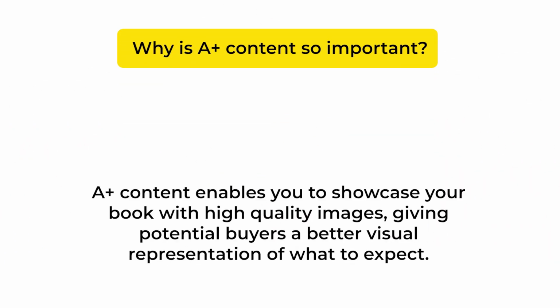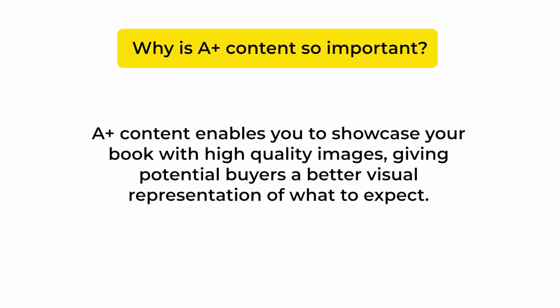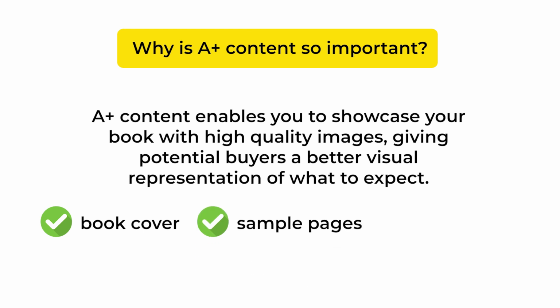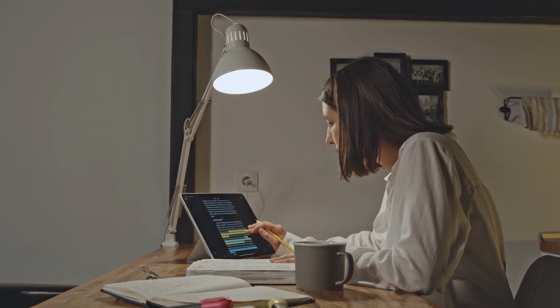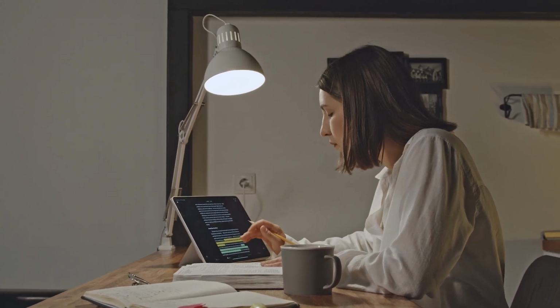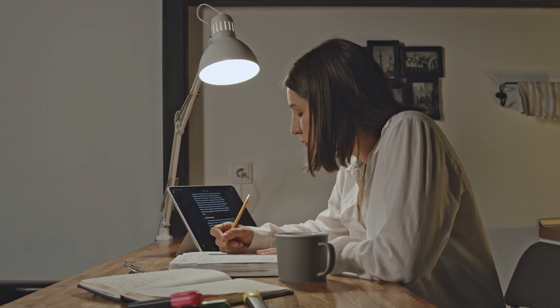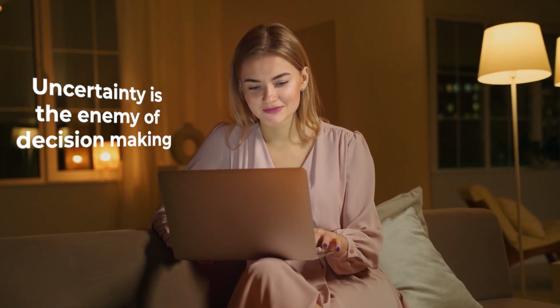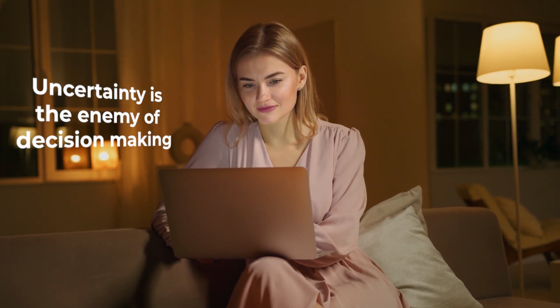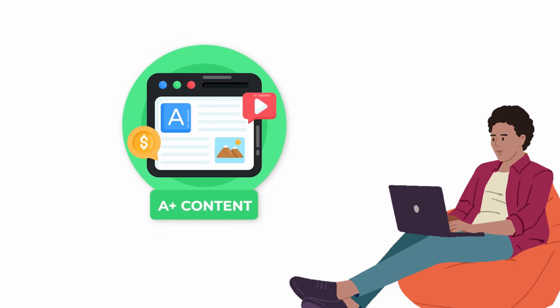A+ content enables you to showcase your book with high-quality images, giving potential buyers a better visual representation of what to expect. This can include the book cover, sample pages, or infographics that highlight key features. Yes, your book description can explain the features of your book, but actually seeing images of what's inside the book will make customers confident about making the purchase. Remember, uncertainty is the enemy of decision-making. Uncertainty for a shopper will stop them from making a purchase. A+ content will give the shopper a clear visual understanding of what your book is about and what is on the inside.